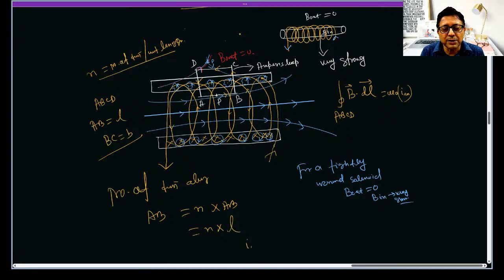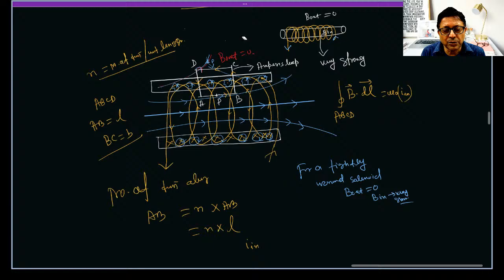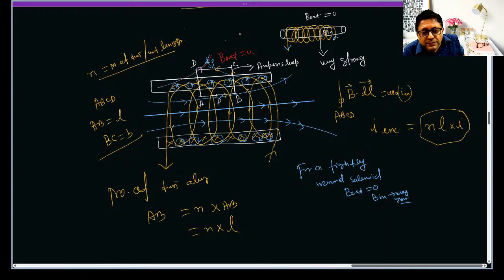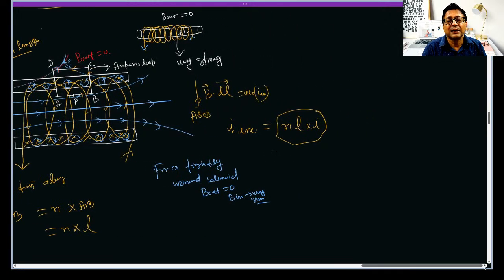So I enclosed will be what? They all are enclosing current. In this problem, I enclosed is going to be N into L into I. Am I correct? AB length is L. Per unit length, how many wires? N. So over this length, N into L. So this loop is including how many currents? NLI. That I have written. So B dot dl equals mu0 NLI.